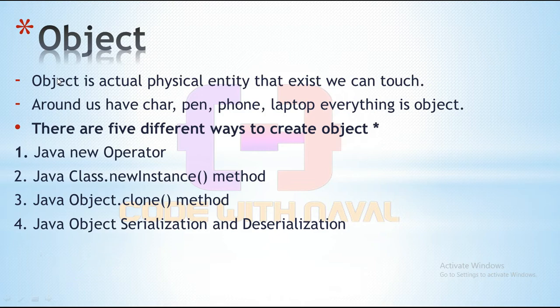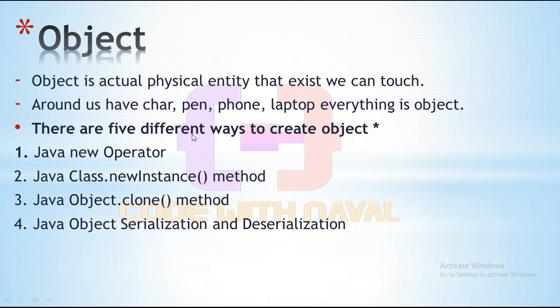So first, understand what an object is. An object is the actual physical entity that exists. We can touch and feel that object. Around us we have a chair, a pen, a phone, a laptop; everything is an object. There are four ways we can create an object.